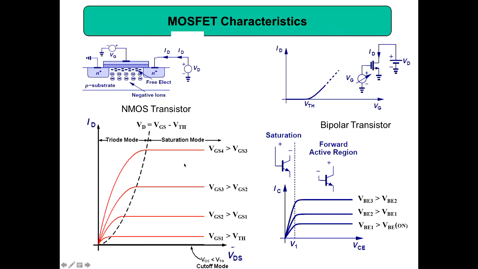So this is called the saturation mode, and please don't confuse it with the BJT. BJT saturation is equivalent to the triode mode in the case of MOS. MOS saturation is called the triode region. The MOS operating region is called the saturation mode. This means your active region in the case of BJT is equivalent to the saturation mode. So the characteristics are pretty much similar.